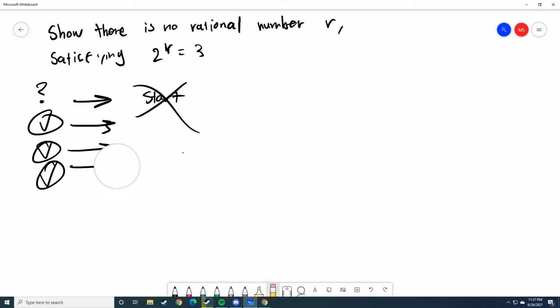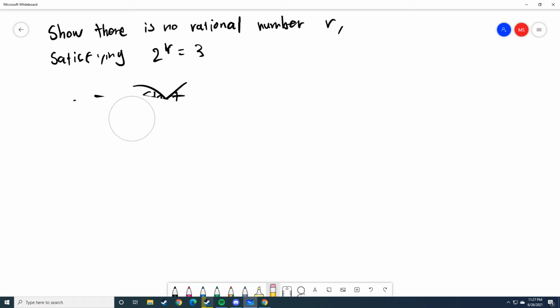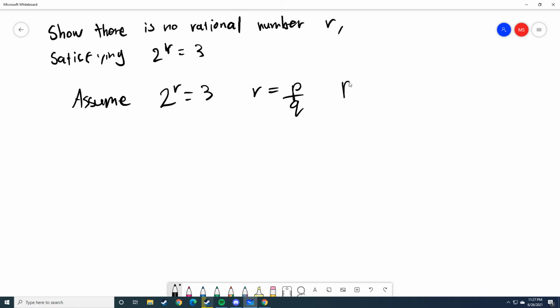So the starting assumption I'm going to make is that 2 to the r equals 3 for some rational number r. So I'm going to assume 2 to the r equals 3, where r is equal to p over q. P and q are both integers, and q is not equal to 0. So that's my assumption, and then we're going to do a series of logical algebraic steps from here.